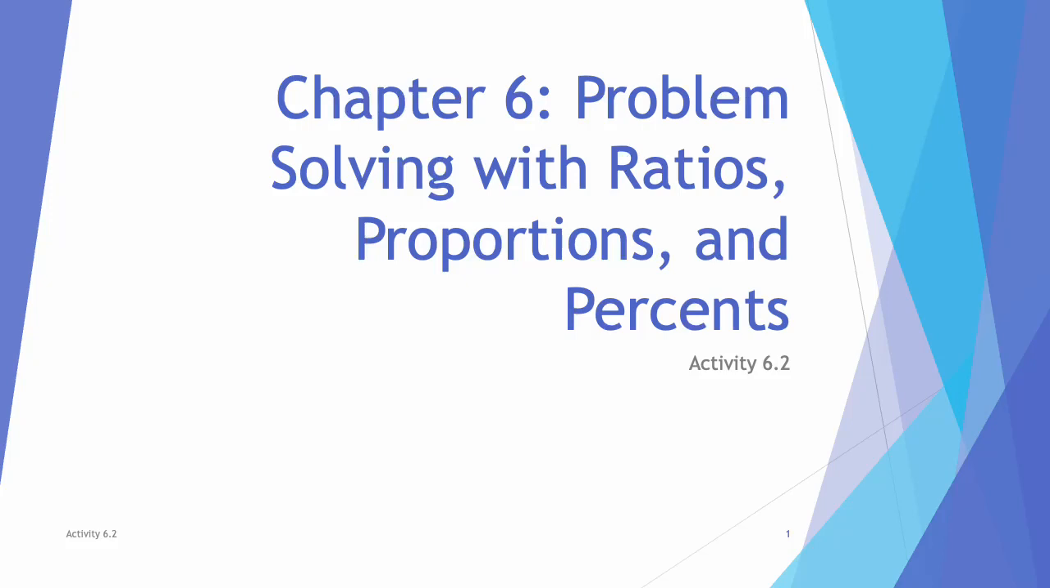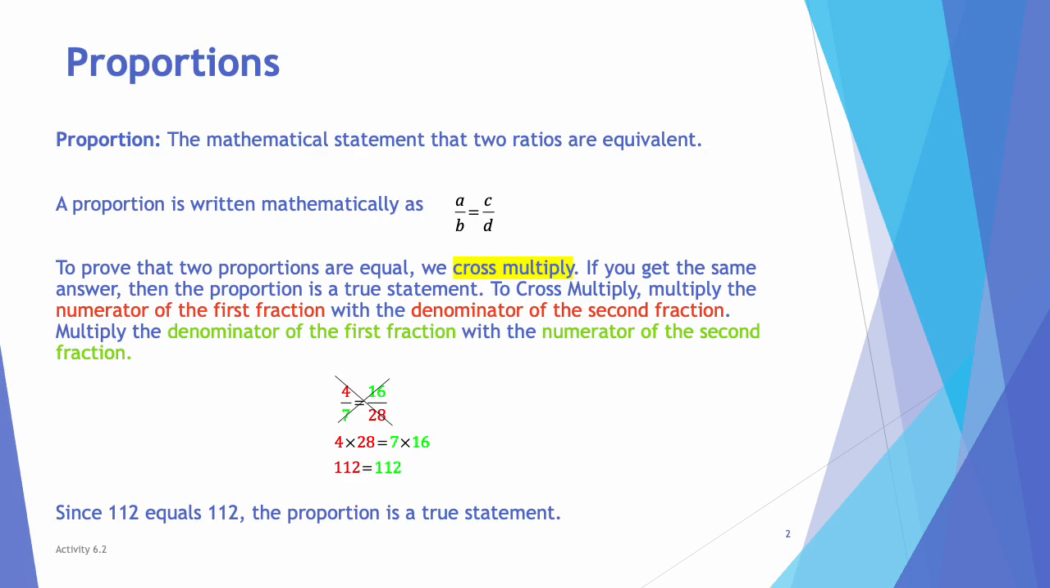In this activity, we'll continue our work with problem solving with ratios, proportions, and percents. Now we're going to look at proportions. A proportion is a mathematical statement that shows two ratios are equivalent. A proportion is written mathematically as A over B equals C over D.